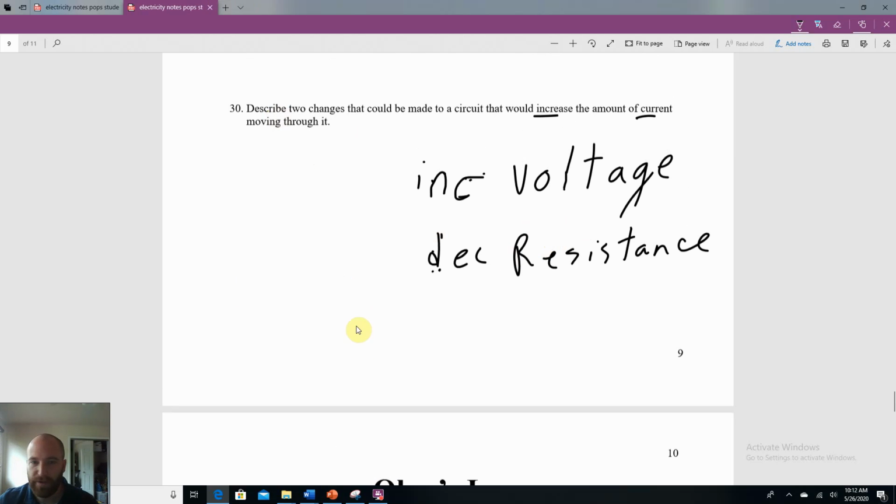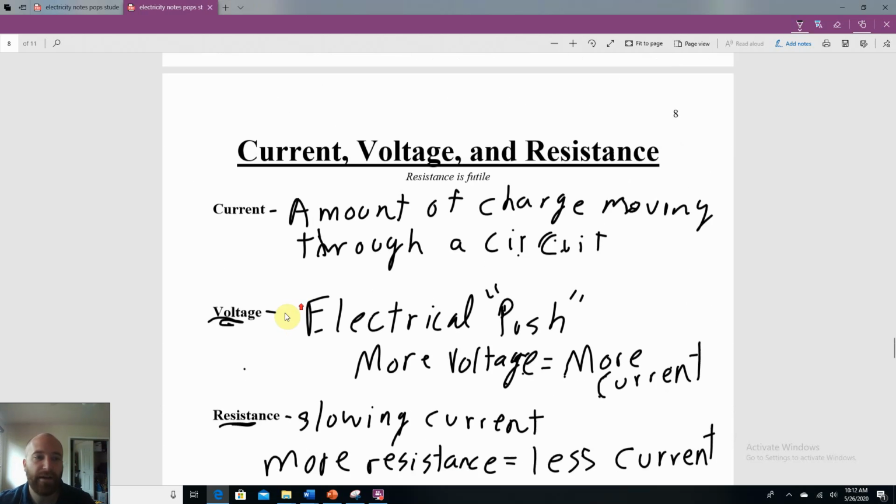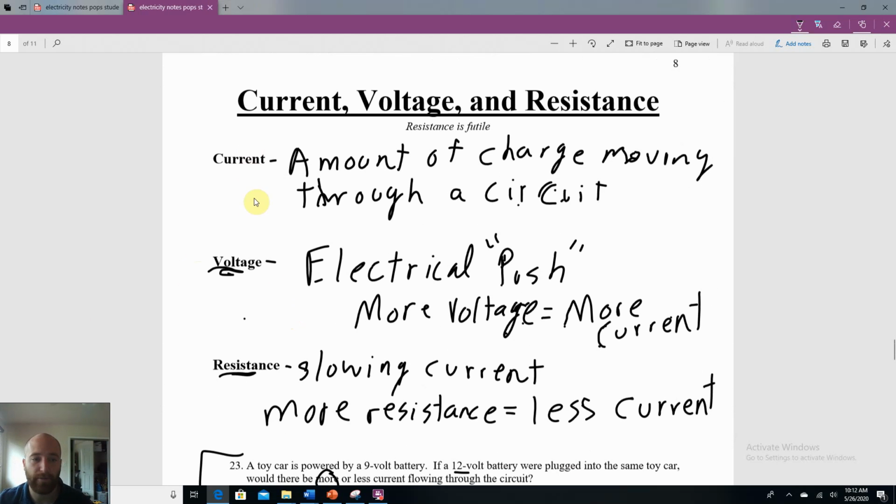Okay, and that's it. So what I wanted to get out of today is to kind of just understand what these three things are and how they're related. So current, the amount of electricity, voltages are push, and then resistance is resisting that current. More voltage gives you more current, and more resistance gives you less current. And if you can work with those ideas, that's what I wanted you to get out of today.